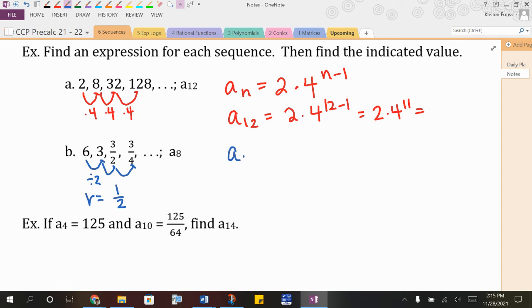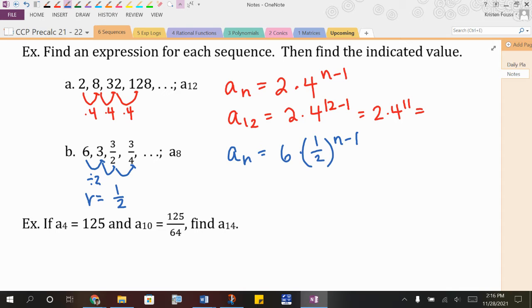So if I go to my sequence, A_n equals A_1, which is 6, multiplying by my R value, which is a half, I'm going to throw in parentheses, to the exponent n minus 1. So that would be the expression for the sequence. There's my explicit formula.